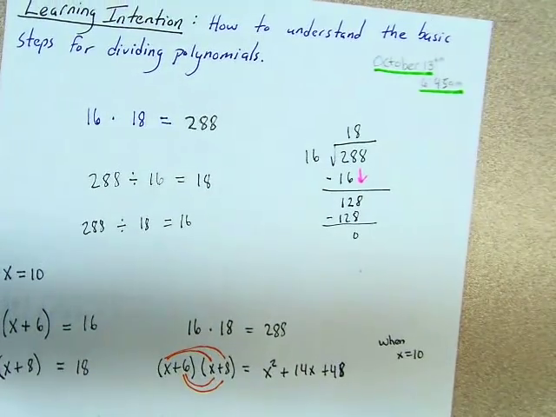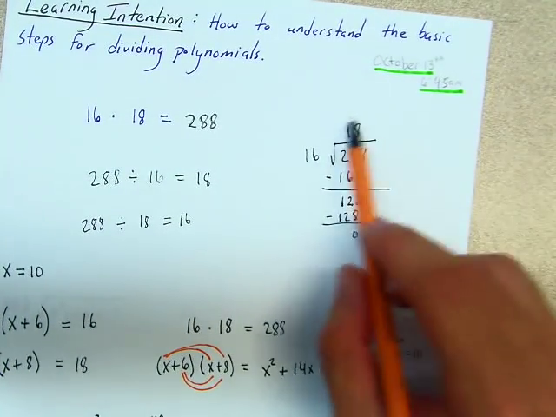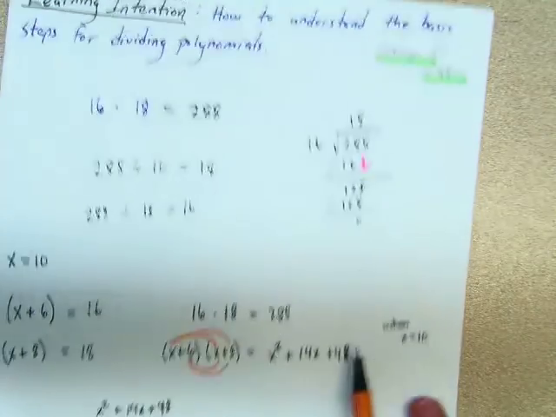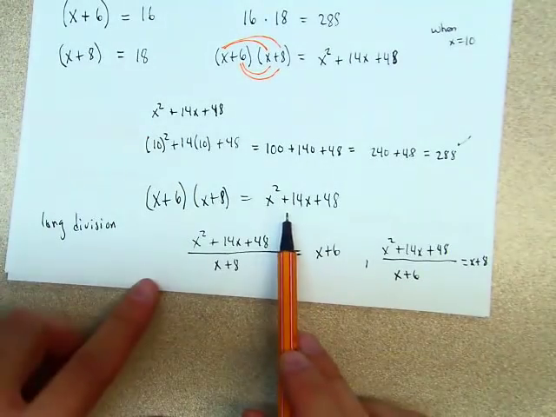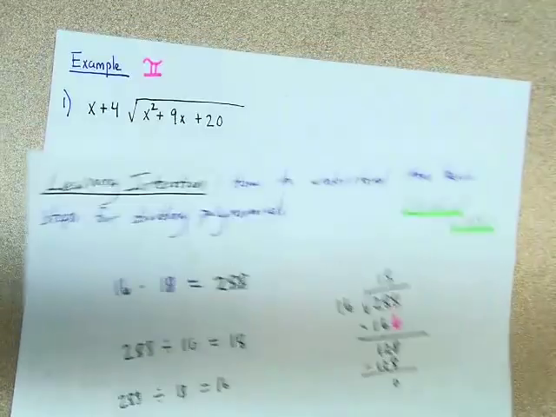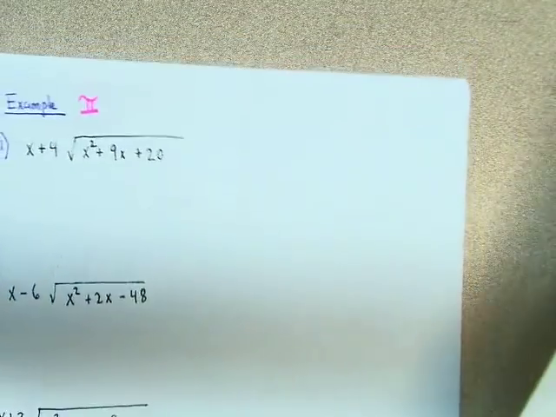So life is good. So this same thing that we did long division with numbers, we're going to do the same concept with the polynomials. Okay? So let's see how it works. Let's look at the first example. This is the first example. All right, let's look at the first one.